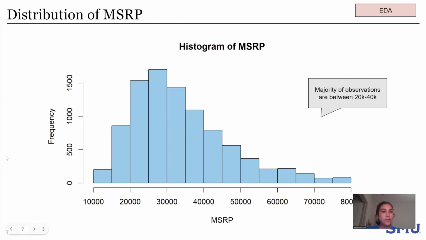All right, now I'm going into the EDA. Here, if we're looking at a histogram of the MSRP, we do notice that a majority of the observations are between 20,000 and 40,000, and it is slightly right skewed.